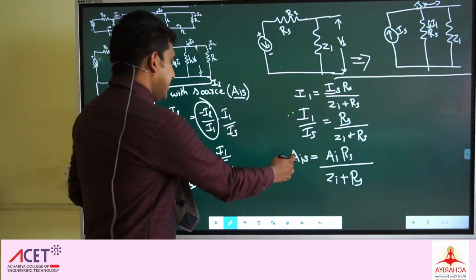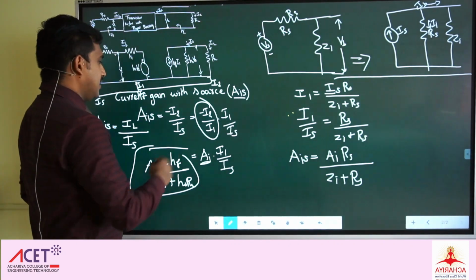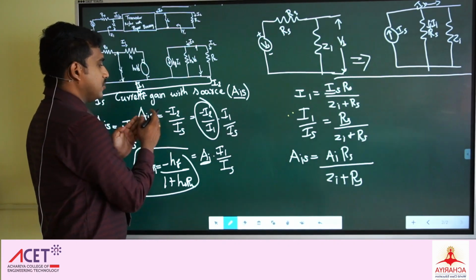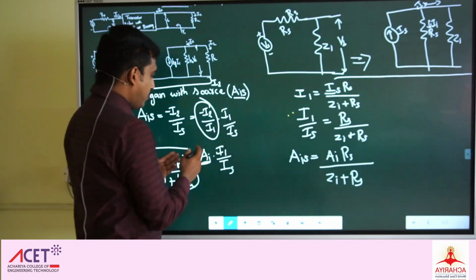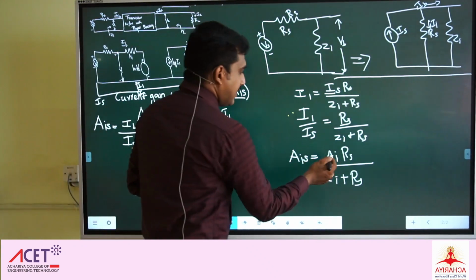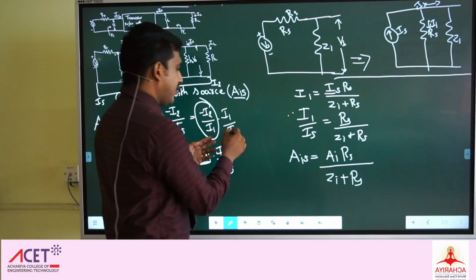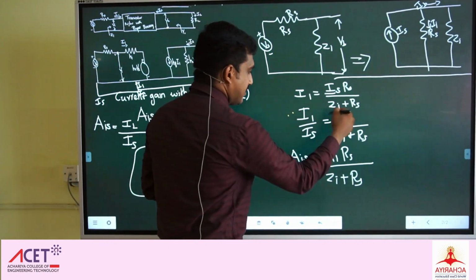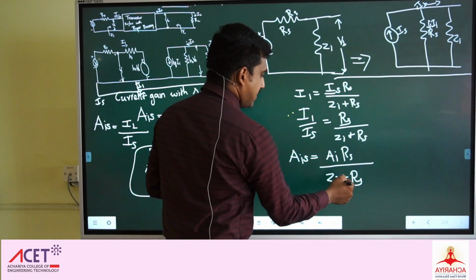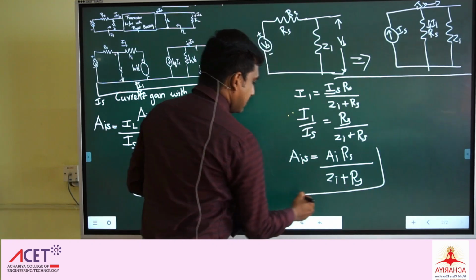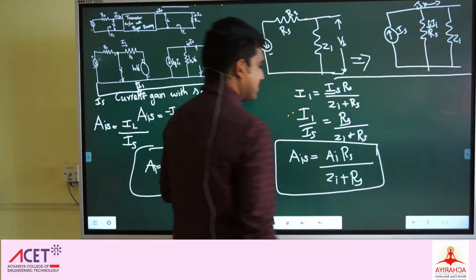Now for the final equation: AIS is equal to minus I2 divided by I1, which was replaced as AI, and instead of I1 divided by IS we substitute Rs divided by Zi plus Rs. This is the current gain with source.